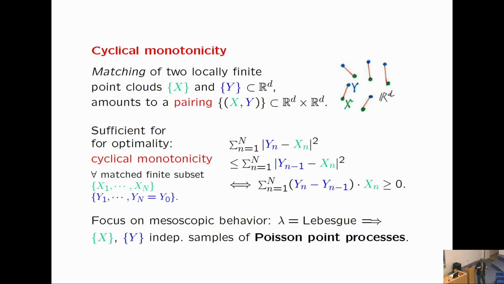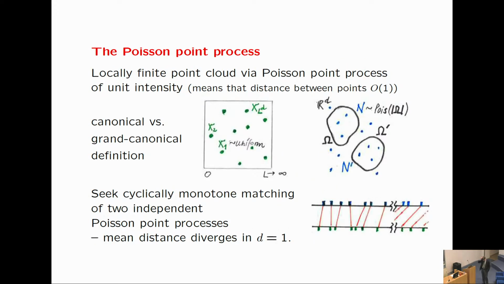So the question I'm going to phrase here, and of course I'm not the first one to phrase it, it was phrased in the 80s, is how to optimally match two independent copies of the Poisson point process. So let me explain to you what the Poisson point process is. In a certain sense, it's the most random or the most fair way of defining a random, locally finite point set, or of throwing random points into space.